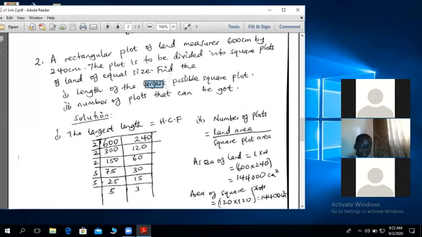So what does that mean? It means that to get the length of the largest possible square plot, we are going to first find the highest common factor of these two. One is length and one is width. So the highest common factor that we get will be the highest possible length, and it will be the highest possible width also. So here we go.